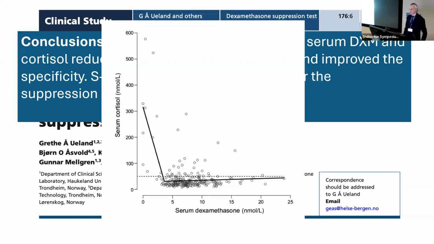We tend to do this regularly now, and for people who work in Northwest London, you'll be pleased to hear that hopefully this will soon be a routine measurement. So whenever one requests an overnight dexamethasone suppression test, and the cortisol is more than 50 nanomoles per liter, dexamethasone will be added automatically.